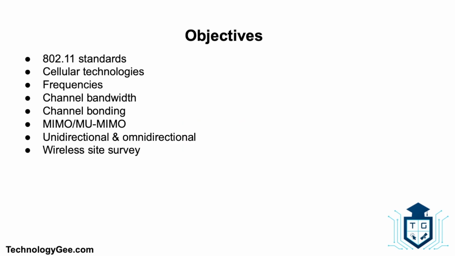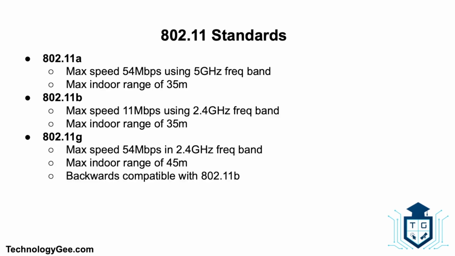In this video, you're going to learn about wireless technologies such as the 802.11 standards, cellular technologies, frequencies, channel bandwidth, channel bonding, MIMO and MU-MIMO, which I'll explain later on, unidirectional and omnidirectional antennas, and wireless site surveys. Let's talk about the 802.11 standard.